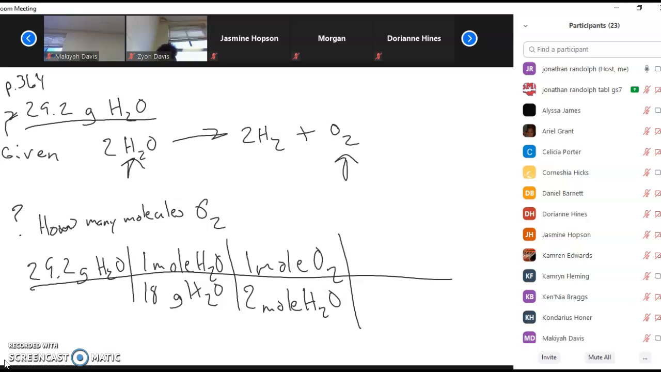So when we're going from moles of H2O to moles of O2, we know that 1 mole of O2 has, wait a second, I'm sorry, not mass, has a certain number of molecules in it. How many molecules does 1 mole of anything have in it? Good. 6.02 times 10 to the 23rd. And that's molecules. That's molecules of O2.